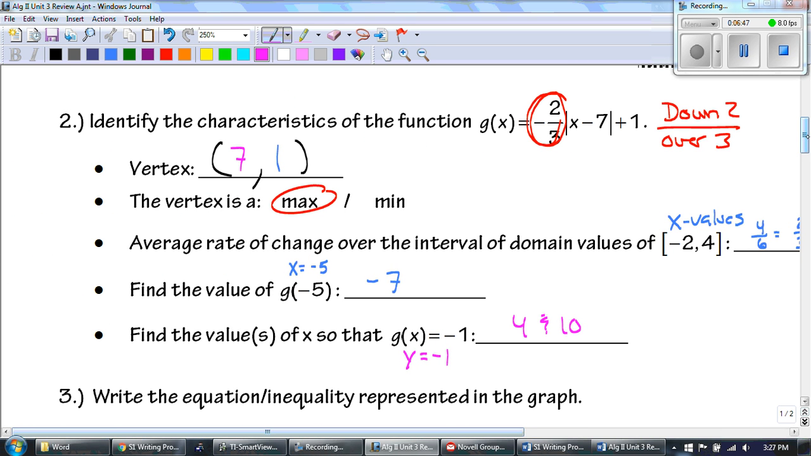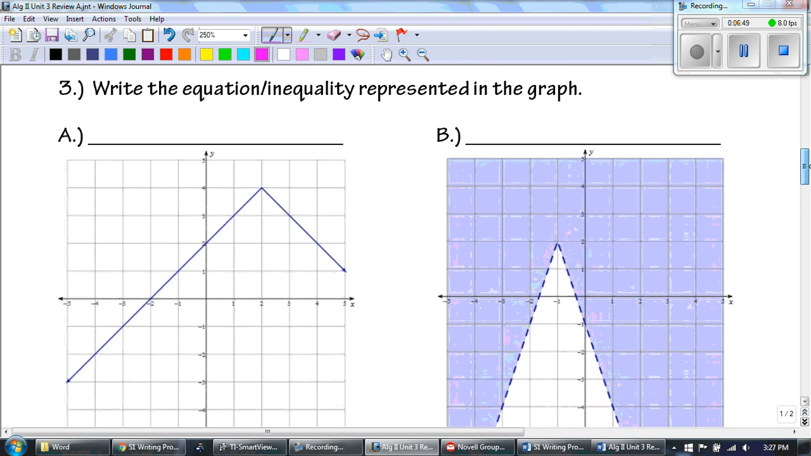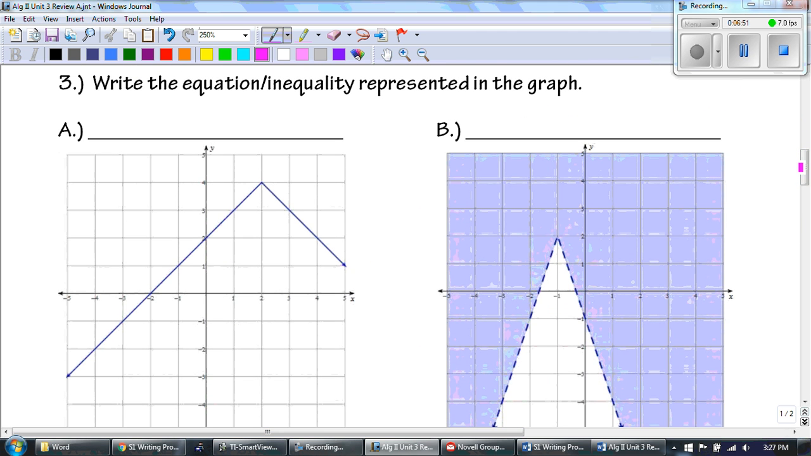All right, number 3. We have to write the equation or inequality represented in the graph. So the most important thing that we always have to look at first is the vertex. So the vertex is 2, 4.